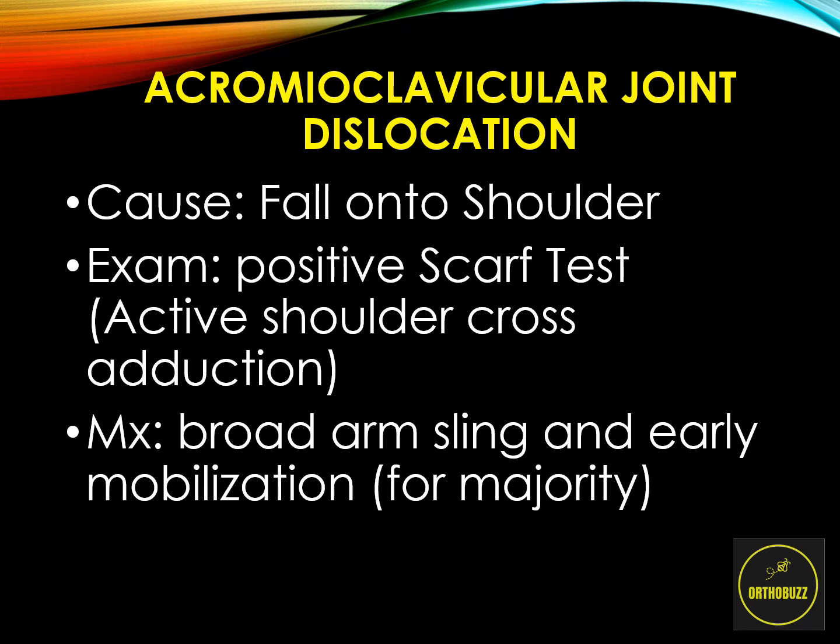Most of these are treated non-operatively with a broad arm sling, as this gives support to the elbow and support to the arm, and early mobilization as well. Some of these can be treated operatively depending on the severity of this and depending on the symptoms, although in most cases we start with non-operative treatment. So those are some of the main shoulder pathologies you may come across.